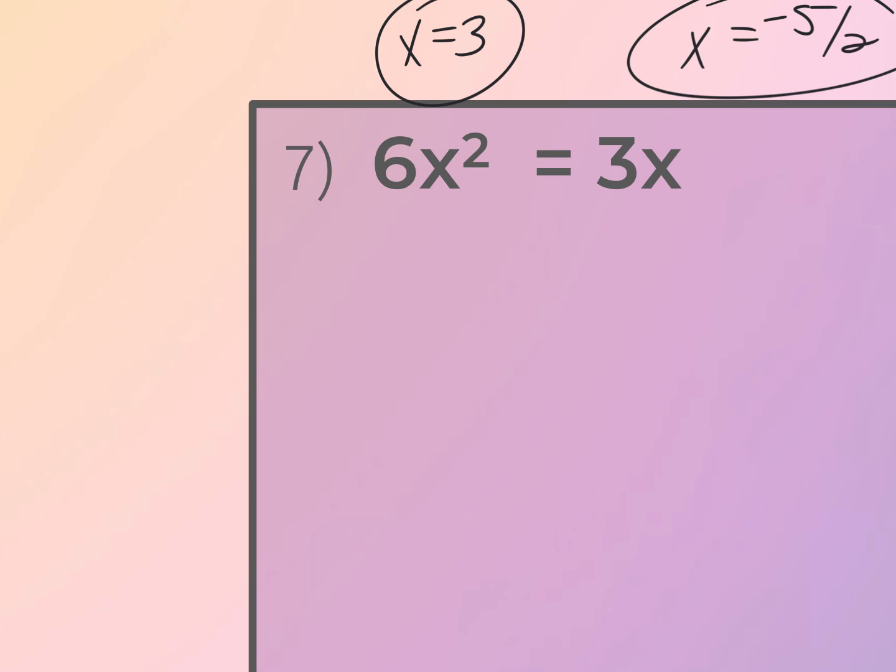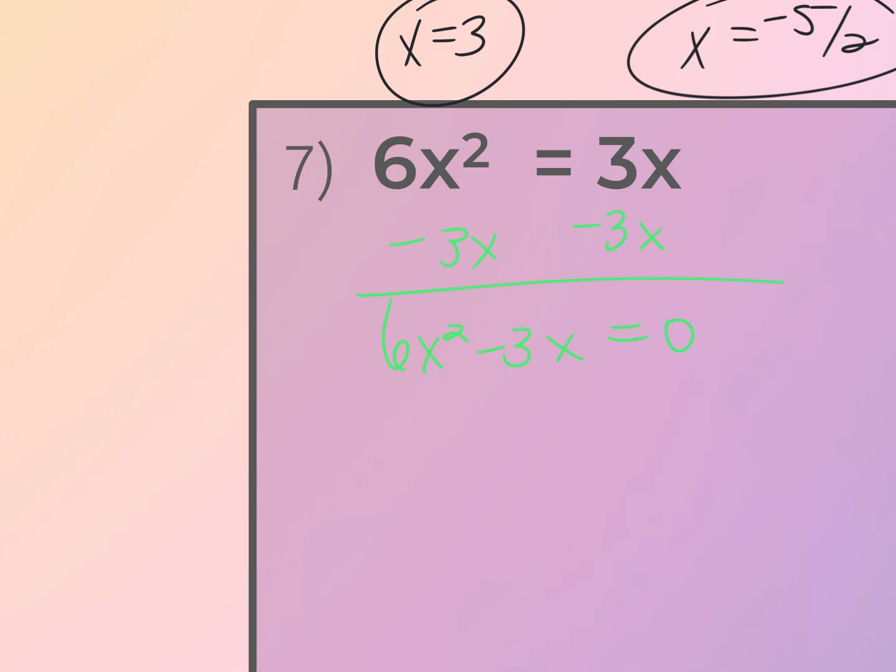How do I begin this one? Move what? Move the 3x. Get everything to one side, guys. Every single time we're doing the same thing. So I have 6x squared minus 3x equals 0. And now we're going to factor.